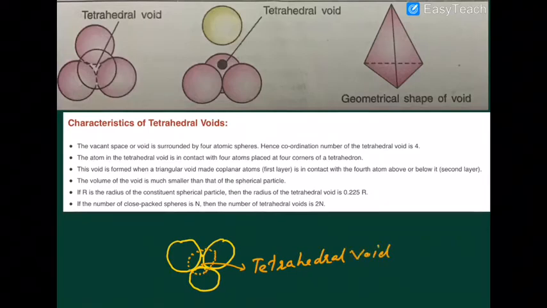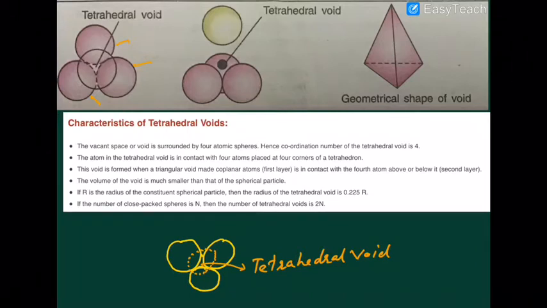Now look at that: 1, 2, 3, three atoms in the same plane, and the fourth atom is coming from above, and the triangular void is now being surrounded by the four spheres. So that's why it is called a tetrahedral void.